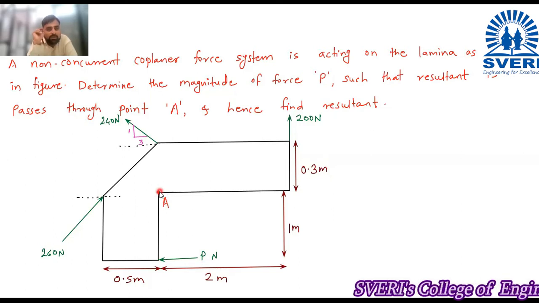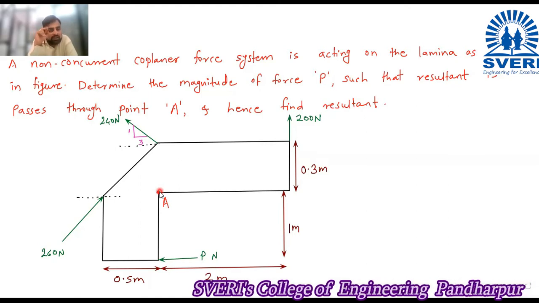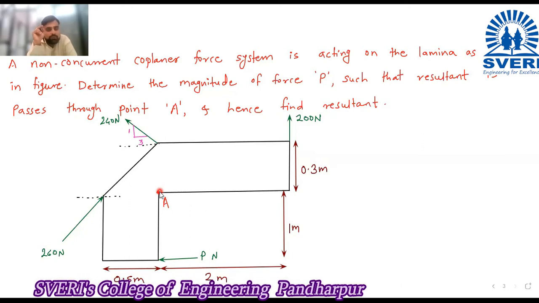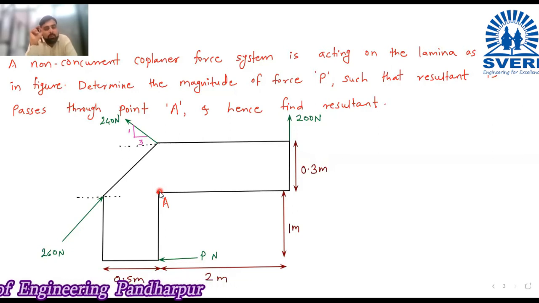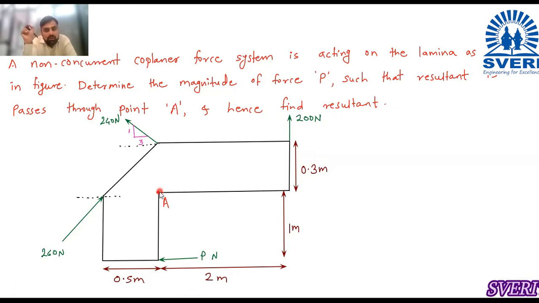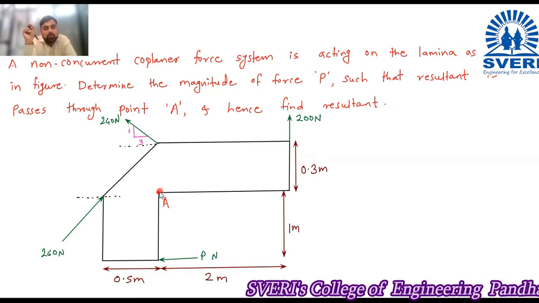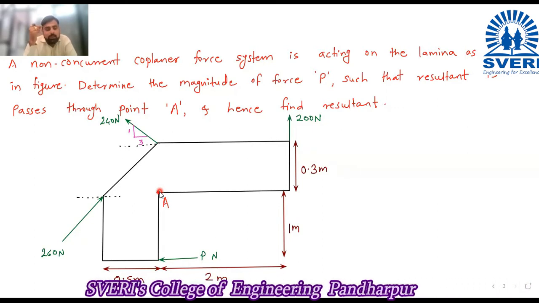So the moment of the resultant, if you take about point A, will be 0. If you take the algebraic sum of the moments of all the forces about point A, then that sum is equal to the moment of their resultant about the same point. So if you equate summation MA to R into D, then R into D will be 0 as D is 0. So you will finally get moment at A is equal to 0. And from that, you can solve to calculate the value of P.